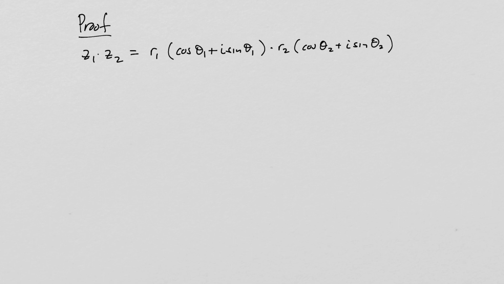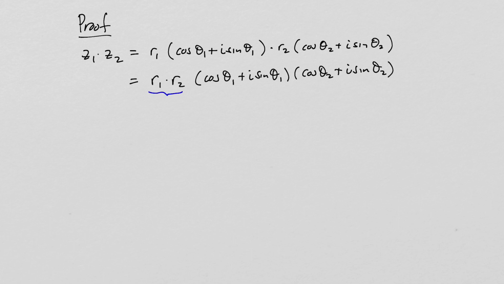The first thing we can do is rearrange what we have here. So we have r1 times r2 times the cosine of theta 1 plus i times the sine of theta 1, times the cosine of theta 2 plus i times the sine of theta 2. So you can see we already have r1 times r2, which is a part of the result. Now what I'm going to do is just use multiplication of polynomials basically here to multiply this out.